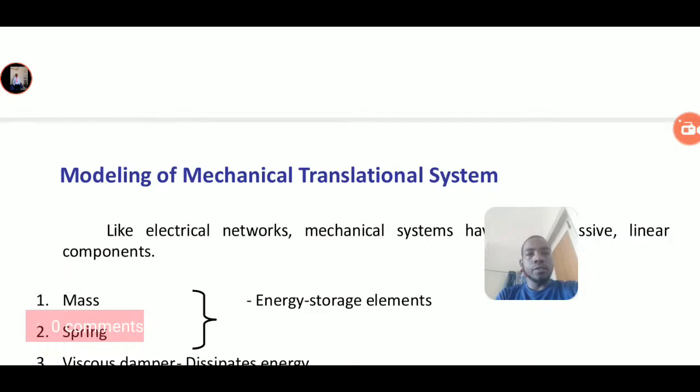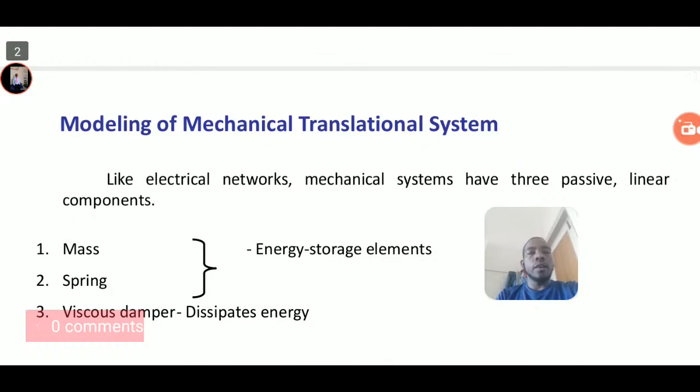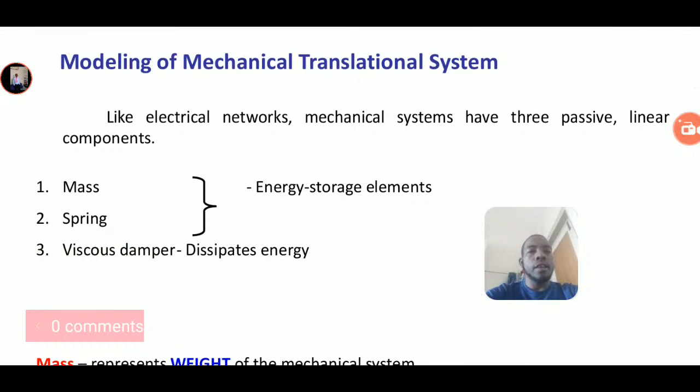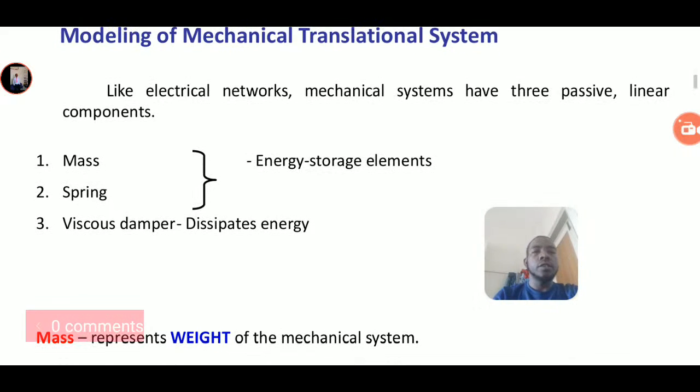When we look deeply into the translational mechanical system, like electrical networks, mechanical systems have three passive linear components. These are mass, spring, and viscous damper, which dissipates energy. Both mass and spring are linear components of the translational mechanical system which store energy, so they are called energy storage elements, whereas the viscous damper dissipates energy, not stores energy. This is the difference among these three linear components.